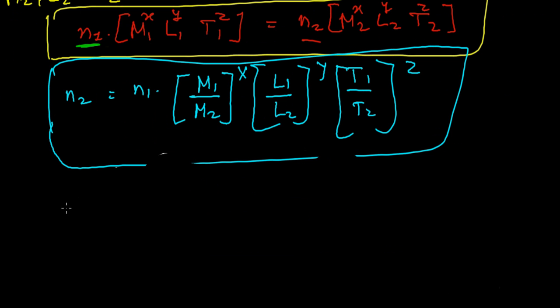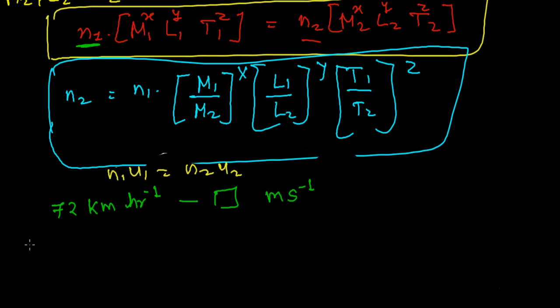Let me take an example. Let's say I want to convert 72 kilometer per hour into meter per second. So how do I do it? As I told you, use the concept n1u1 equals n2u2. Here n1 is 72, and n2 we don't know. Since 72 kilometer per hour is speed, there is no involvement of mass, so we can ignore that and just focus on L1, L2 and T1, T2.